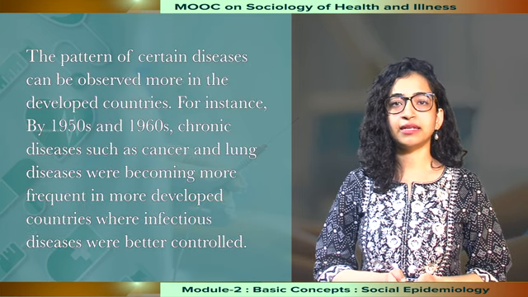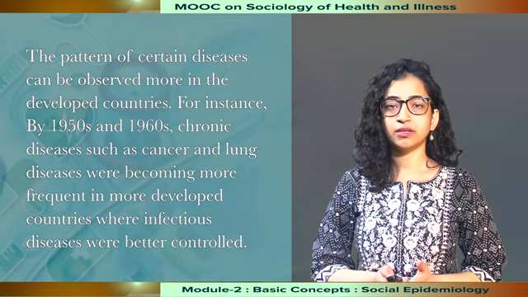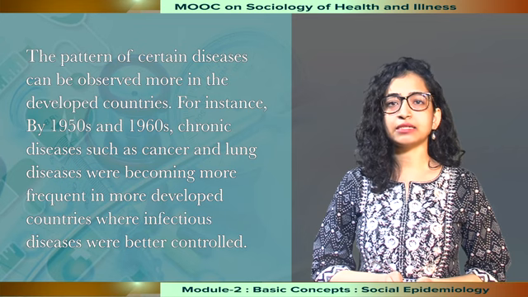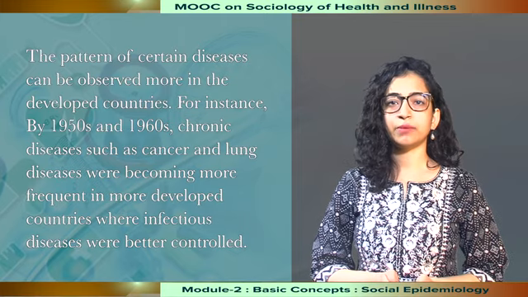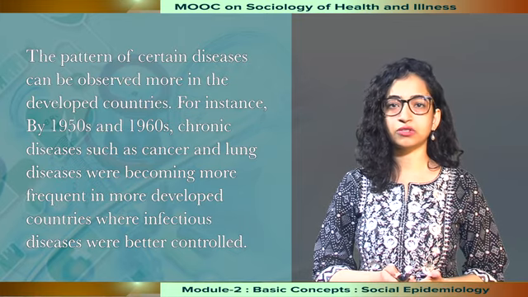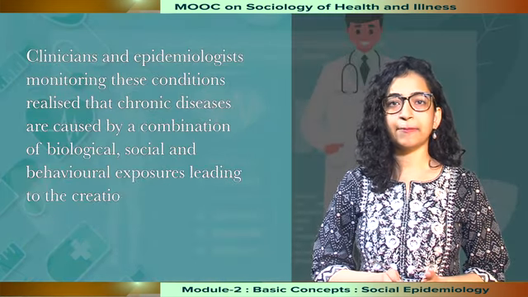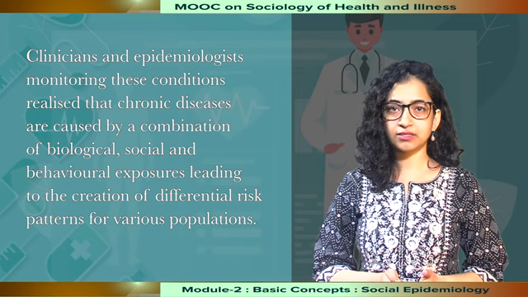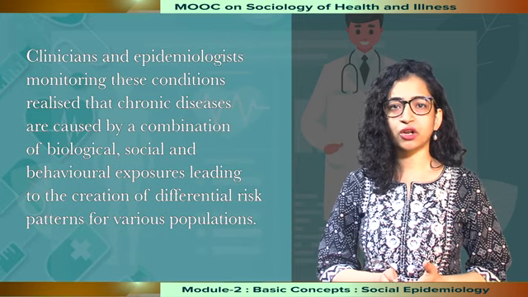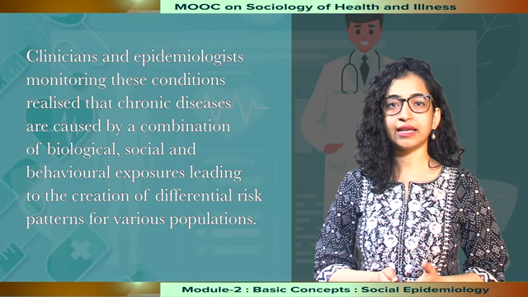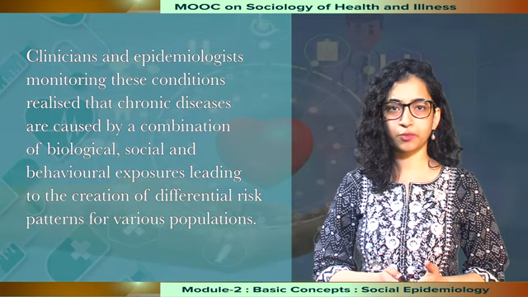The pattern of certain diseases can also be observed differently in the more developed countries. For instance, by the 1950s and 1960s, chronic diseases such as cancer and lung diseases were becoming more frequent in the developed countries where infectious diseases were better controlled. Clinicians and epidemiologists monitoring these conditions realized that chronic diseases are caused by a combination of biological, social, and behavioral exposures, leading to the creation of differential risk patterns for various populations.